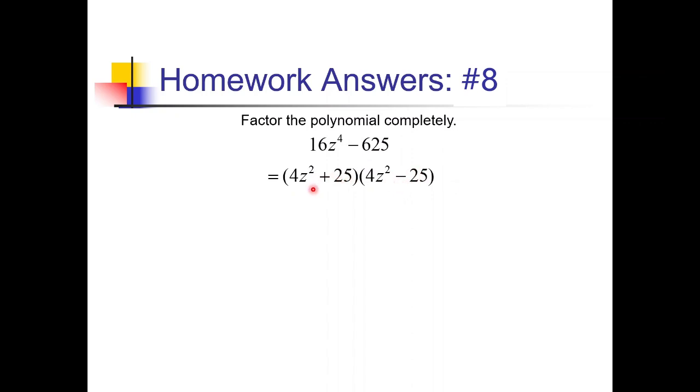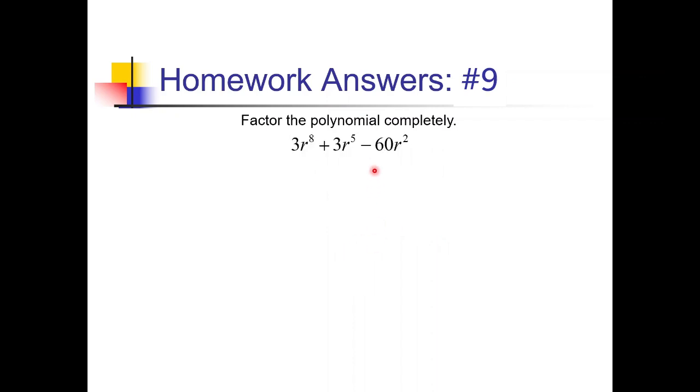So we have the 4z squared plus 25 that we initially got when we factored the original. But now this next one we can square root and split it up again. Square root of 4z squared is 2z. Square root of 25 is 5. So we have 2z plus 5 and 2z minus 5. And this is now fully factored.